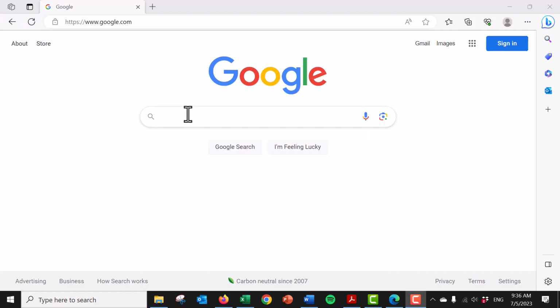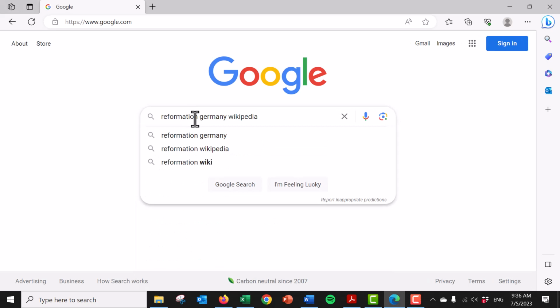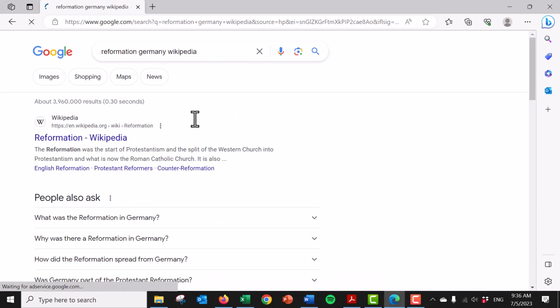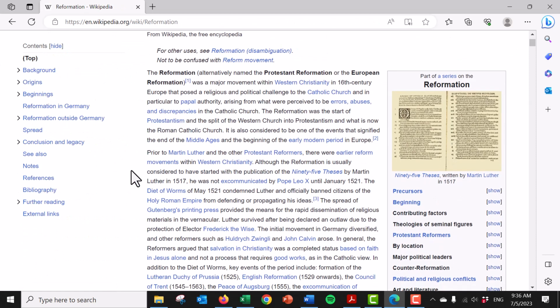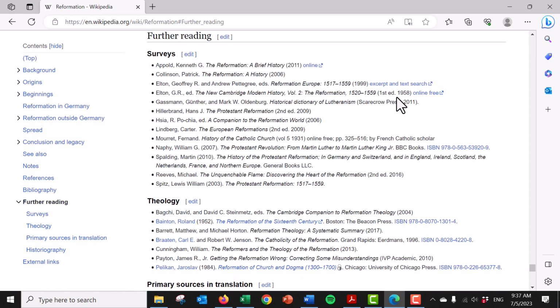So let's check it out. Here we go to Google, type in Reformation, Germany, Wikipedia. Here's my article entry, and you'll see on the left-hand side we have references, we have a bibliography, and we have further reading. If I click on these, it will take me to a section that lists a number of books, some recent, some of them old, some of them might be useful, some of them not, right?